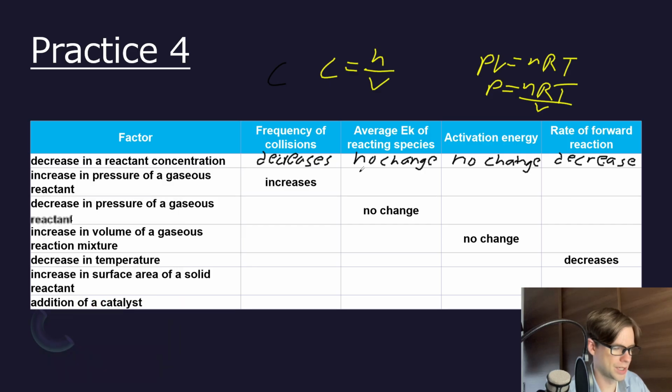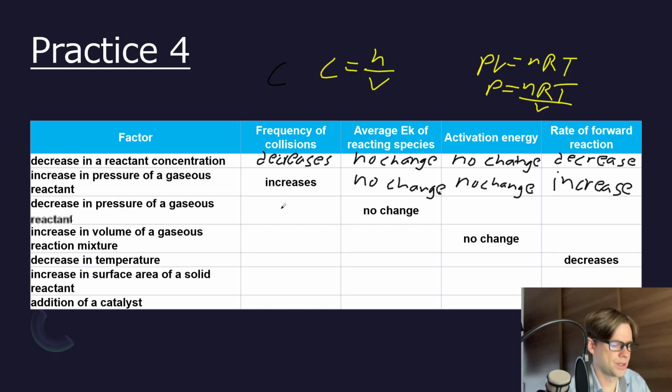It's really only the temperature that can affect the average EK. So unless you raise the pressure by raising the temperature, which I think we're assuming is not the case here, then there's no change. Activation energy, no change there as well. Then the rate of forward reaction, this will increase. The only change we had is increased collision frequency. That's good for rate.